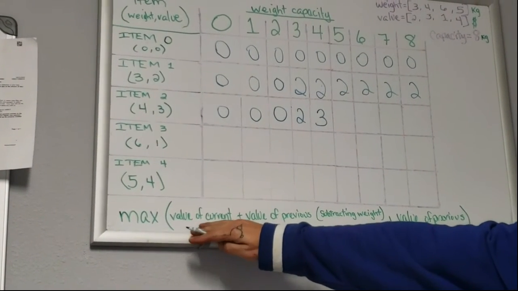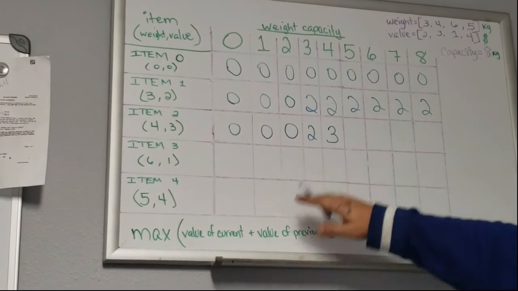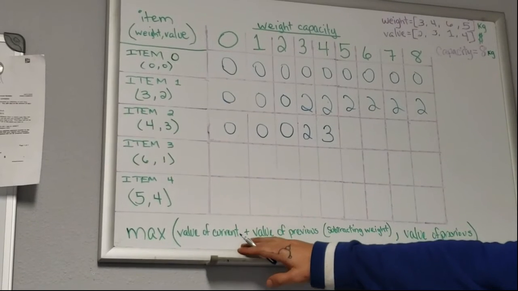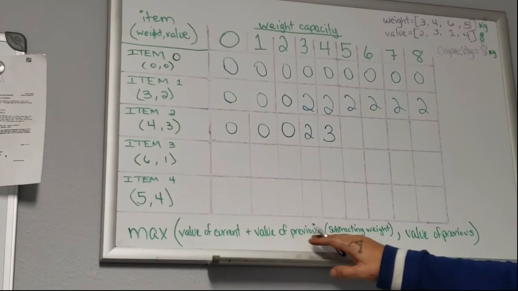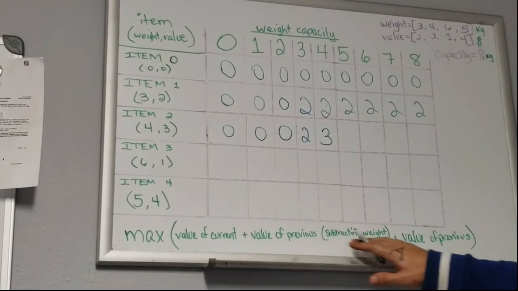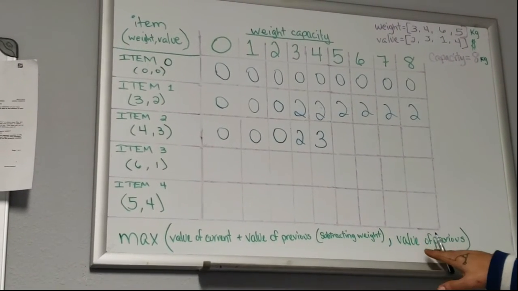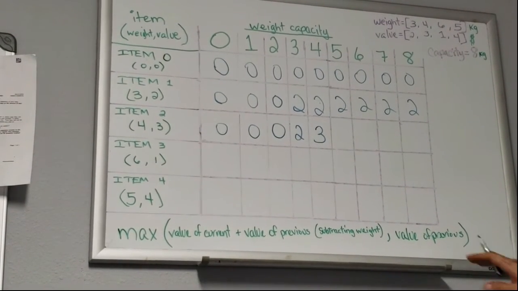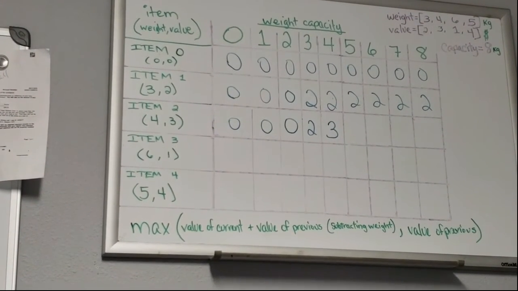If we take the value of the current item, so let's say we were on item 2 here, we take the value of the current item, add the value of the previous item, and then subtract the weight. That gives us our first value to choose from. The second value to choose from is just the value of the previous item. Let me explain this a little further.